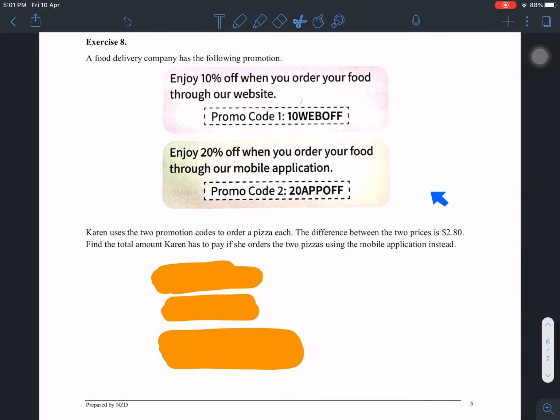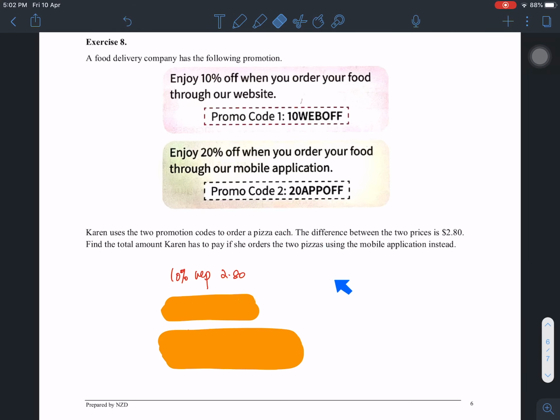So let's read the question. This person, Karen, uses these 2 promo codes to order a pizza. And the difference between the two prices is $2.80 for the same pizza. So what do you realize? You realize that the difference between 20% and 10% is 10%. So 10% would then represent $2.80, because it's the difference.